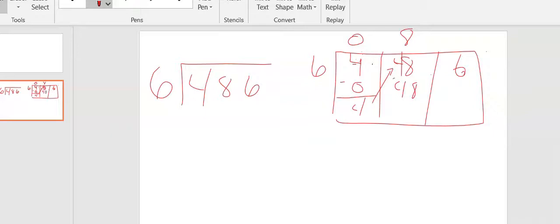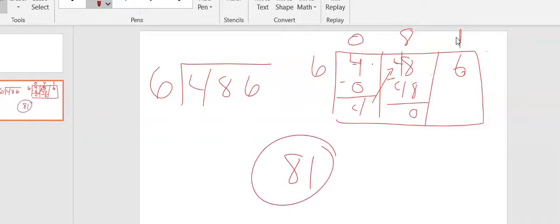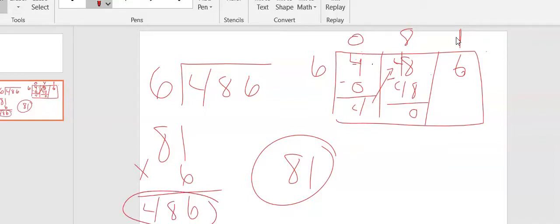We're going to subtract that. 48 subtract 48 is 0. So we're not bringing anything over here. We just have that 6. Well, how many times can 6 go into 6? Once, right? So this one did not have a remainder. So our answer would be 81. Now, if we wanted to check that, we could. And how you check that is you do the inverse. So 81, we're going to multiply it by 6. 6 multiplied by 1 is 6. 6 multiplied by 8 is 48. So if we checked our answer, we would see that we are correct, right, kiddos?